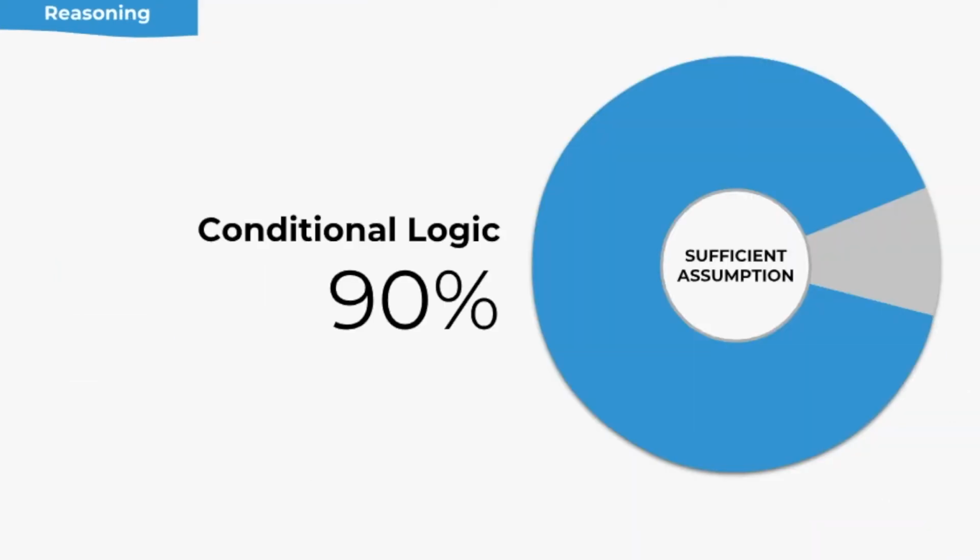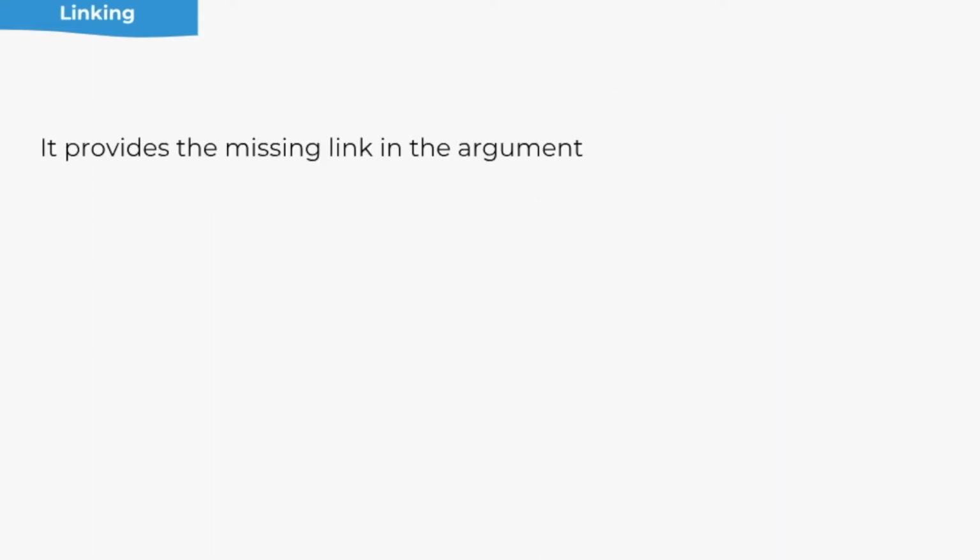The reasoning structure that's going to play the most important role on sufficient assumption questions is conditional logic. 90% of all sufficient assumption questions involve conditional logic. Conditional logic is where you're mapping out the relationships using conditional notation in order to better perceive how the argument is fit together. It works something like you're trying to find the missing link inside of the argument.